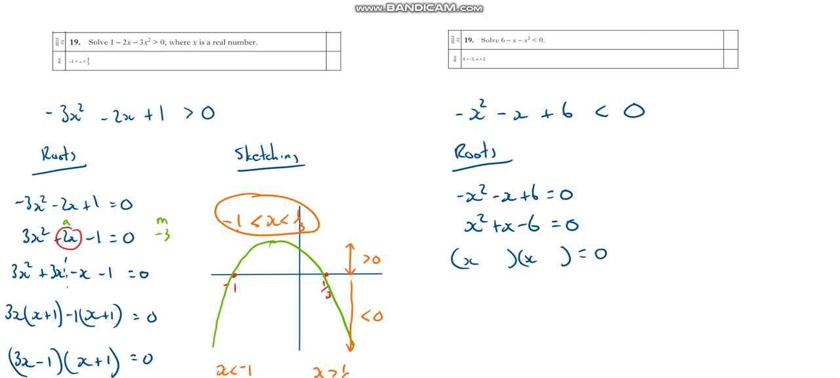So this one is easier to factorize, isn't it? Add to get this and multiply to get that. So I'm thinking 2. Oops, it's going to be take away 2. Yeah, there we go. So as the first part done, that's me got the roots.